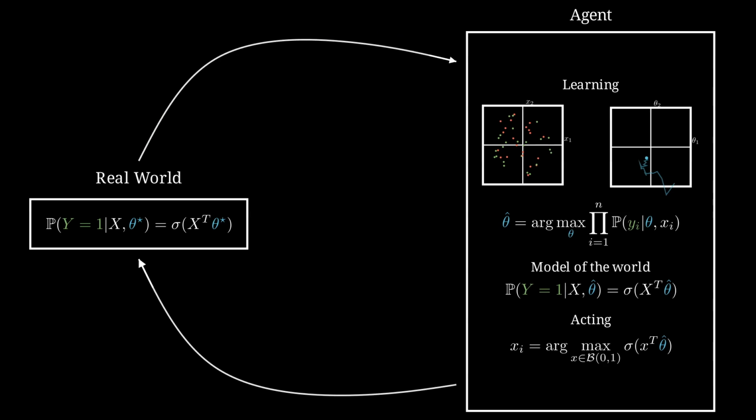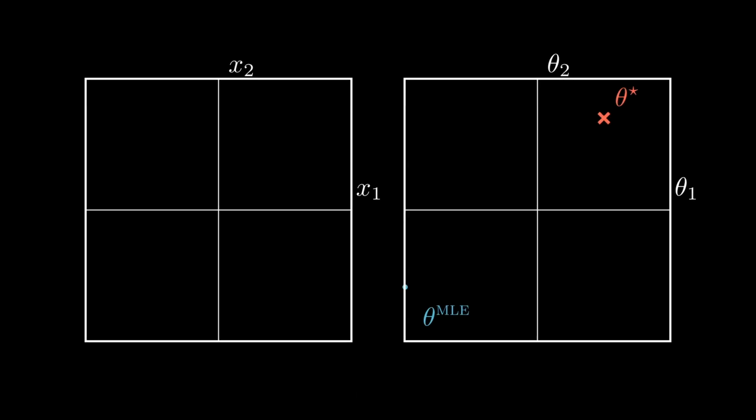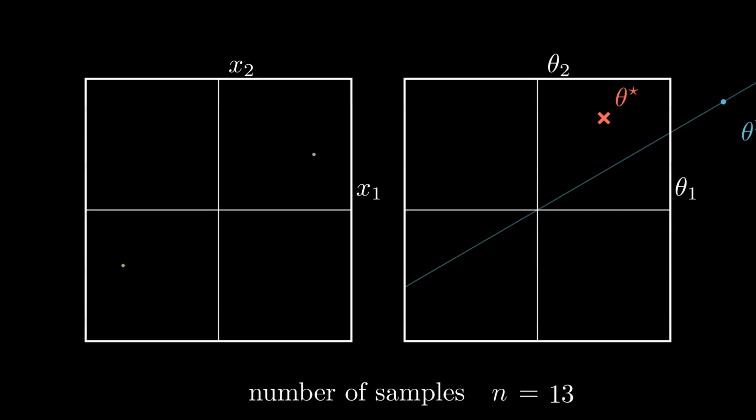Now the question is, when we do this, as the agent interacts with the world, it collects more and more data. So does theta hat still converge towards theta star? Let's try. Okay, it does not seem to be the case, at least in this first trajectory.